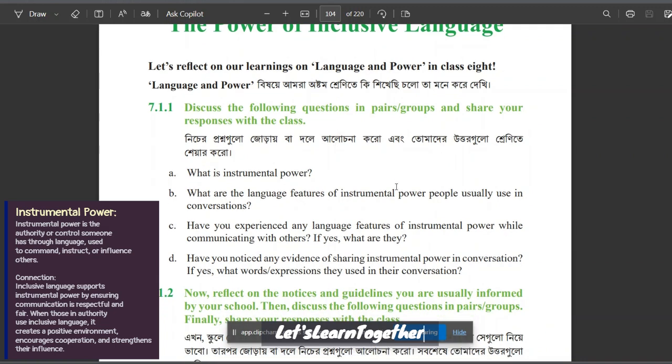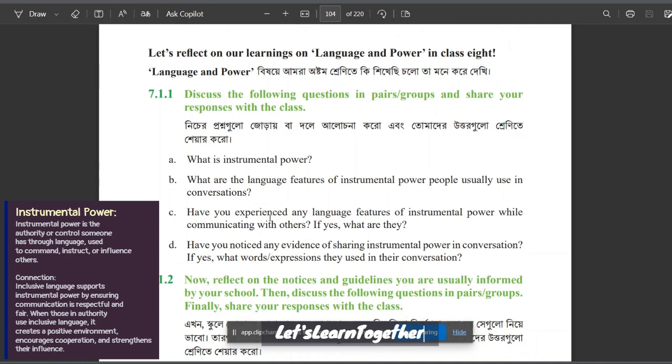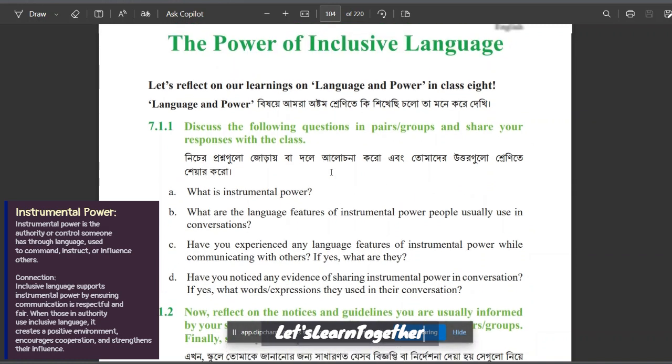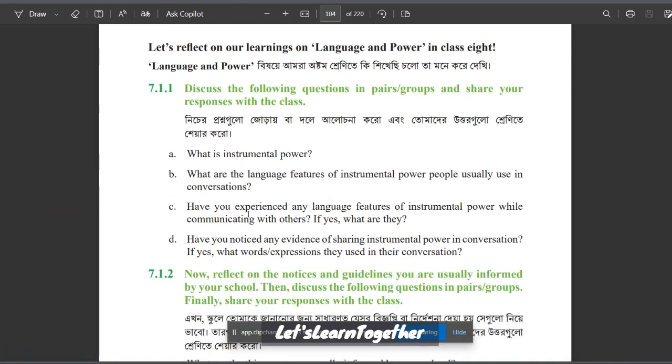Other than that, if we focus on just giving commands in a very violent way, or in a way that people would think that the person who has the authority is very bad tempered or very offensive, okay, people will have that sort of perception if we do not use inclusive language while proving our power or authority in front of someone. So that is how instrumental power is related to inclusive language, and it also shows us the importance of inclusive language. Now we will see the answers to all these four questions.